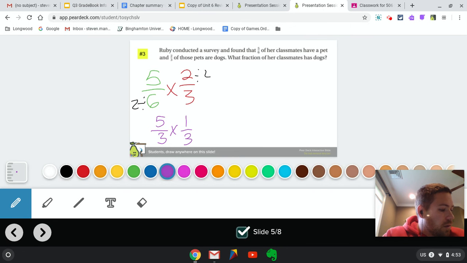And then, oops, sorry, just looking at my notes. Do I have the right one in here? Yeah, I do. Okay. So then I'm going to go ahead and multiply numerators, multiply denominators to get my answer, right? We have 5/9 is that fractional piece of the class that have dogs.